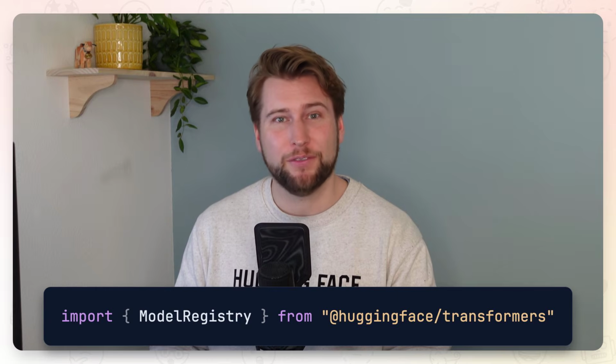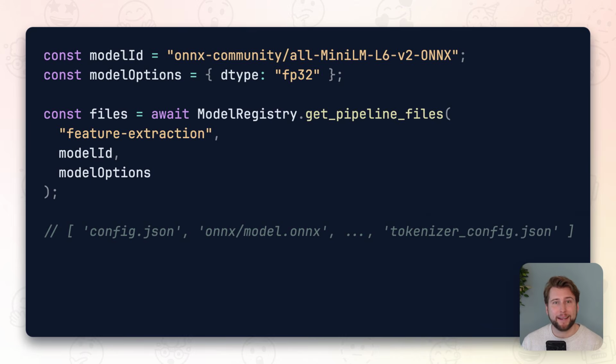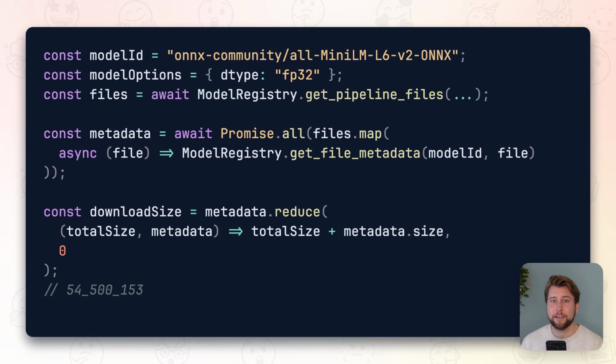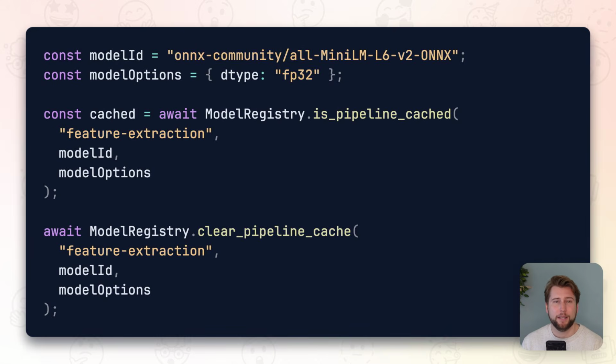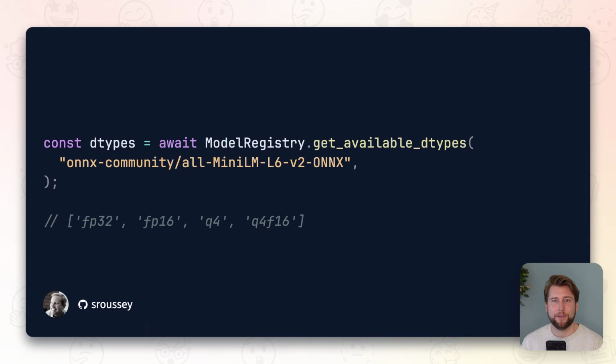Beyond the new model architectures, we've added a brand new model registry, and this one is a big deal for anyone building production apps. Model registry gives you full visibility and control over the required files. You can discover exactly which files a model needs, calculate the total download size, check whether the model is already cached, and also clear the cache when needed. Thanks to Stephen Rosset, a very active member of our community, you can also check which precision types are available for any given model ID.